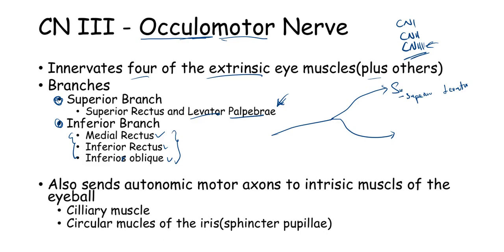Another thing is that it also sends autonomic motor axons to intrinsic muscles of the eyeball. Autonomic motor axons means those actions that you cannot control voluntarily, for example dilation or contraction of the pupil. That is controlled by the ciliary muscles and also the circular muscles of the iris, that is the sphincter pupillae. When the ciliary muscles contract, you're going to have dilation of the pupils, while when the circular muscles of the iris contract, you're going to have constriction of the pupil, something like that.